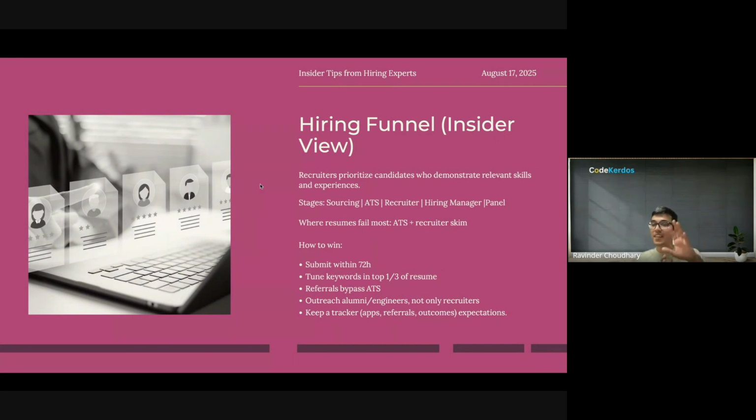If you have studied in the same college, same university, there is a good chance they'll help you out compared to reaching out to someone with whom you have no common point of interest. Lastly, guys, keep a tracker where you can see the different people that you reached out to and the different jobs that you applied to, so that you can track your progress. All right.